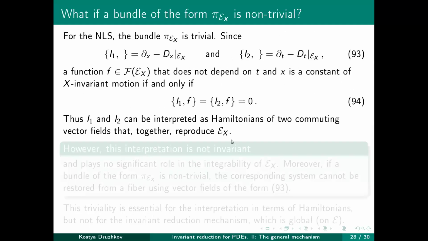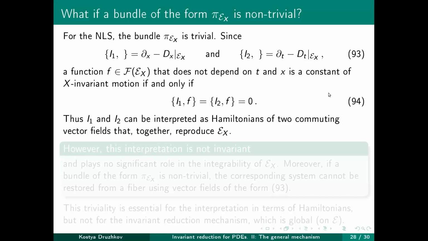What if the bundle of the form epsilon x is non-trivial? Because for the NLS, the bundle is trivial, and we can give the following interpretation of this Liouville integrability. We can consider I1 and I2, and we see that Poisson brackets with them become the following vector fields. Because they describe all total derivatives, we can say that a function that doesn't depend on t and x is a constant of invariant motion if and only if it commutes with both of them.